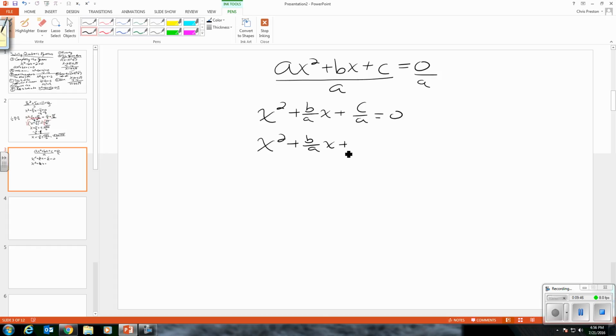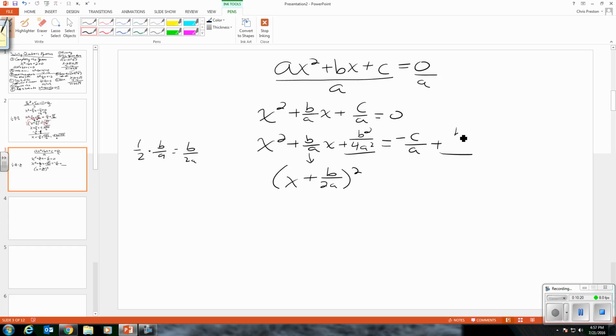It then becomes a negative c over a. And then I'm going to put in a term here so that these will factor correctly. Again, if I'm doing this right, then when I take half of b over a, which is b over a times a half, b over 2a, that should be what goes in here. And then when you square it, square the top, square the bottom, so b squared over 4a squared. So that's what I've got to add over here, b squared over 4a squared.